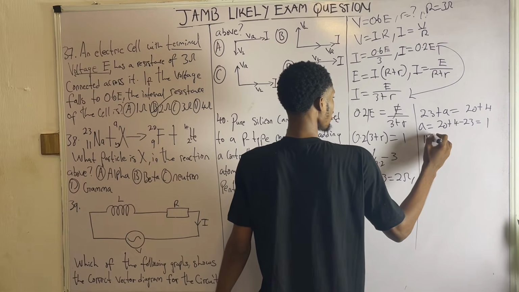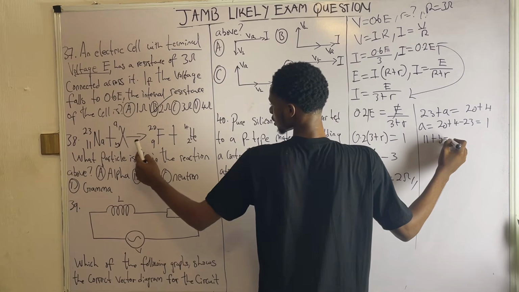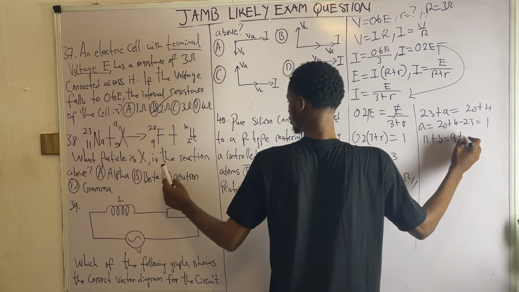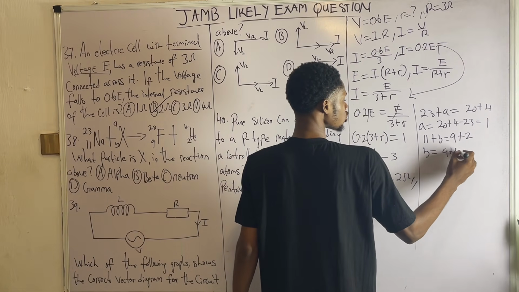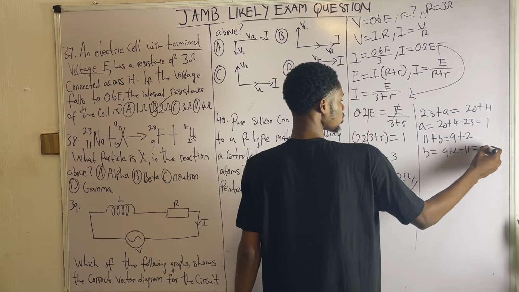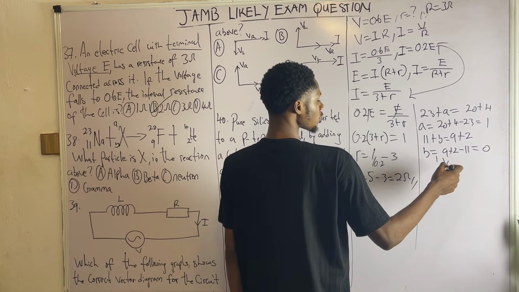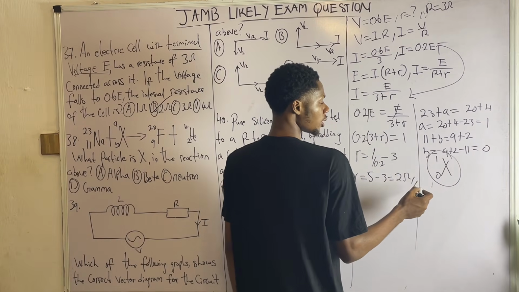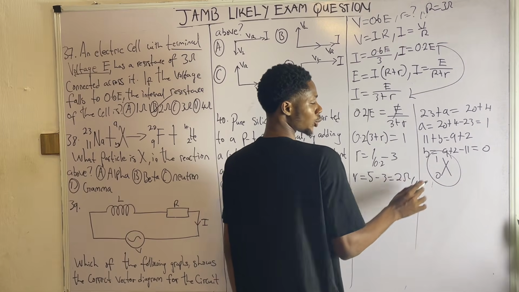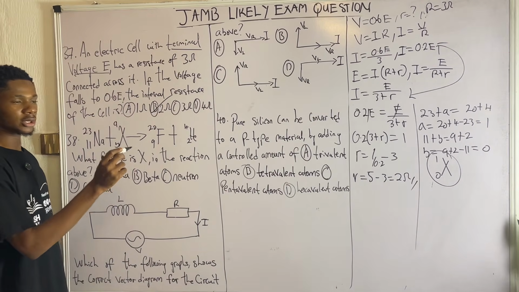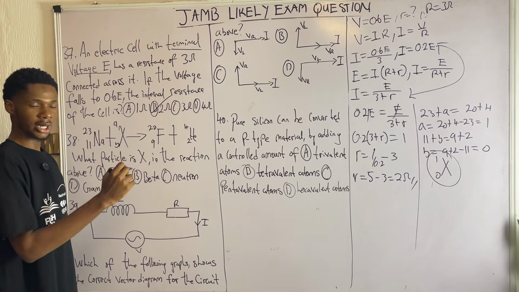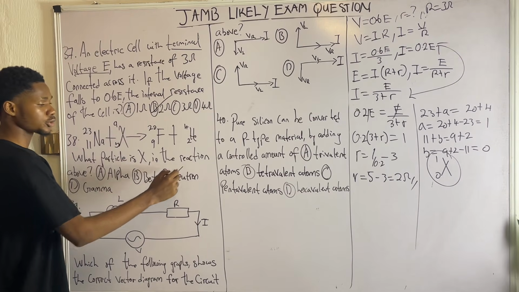I'm going to have 11 plus B is equal to 9 plus 2. Okay, so we're going to have B is equal to 9 plus 2 minus 11, and that will be equal to 0. Now, which radioactive substance has a form of 0 at the bottom and 1 at the top? That's simply what now? Neutrons, right? Neutrons have mass of what now? 1, and charge of what now? 0. And that is option what now? Option C. Very, very easy.